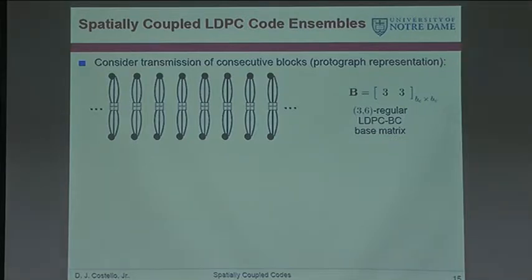So if we had a 3/6 regular block code, we would select a code word to transmit out of this code at this time unit. Then at the next time unit, we'd select another code word to transmit out of the same code. Next time unit, we do the same thing. So we just transmit a sequence of blocks with no connection between the blocks. By the way, the base matrix representation for this protograph is 3-3 because we have 3 connections here and 3 connections here. We had similar things that we looked at yesterday.